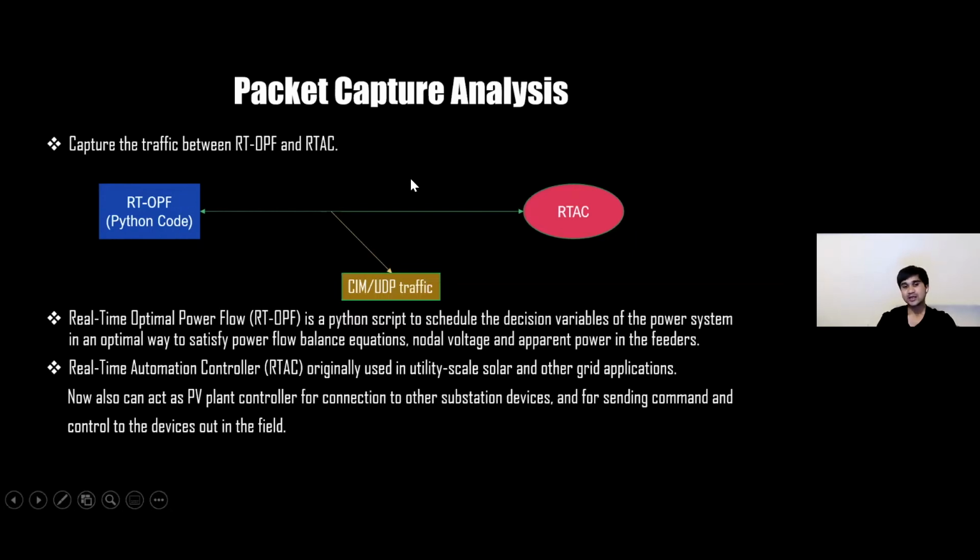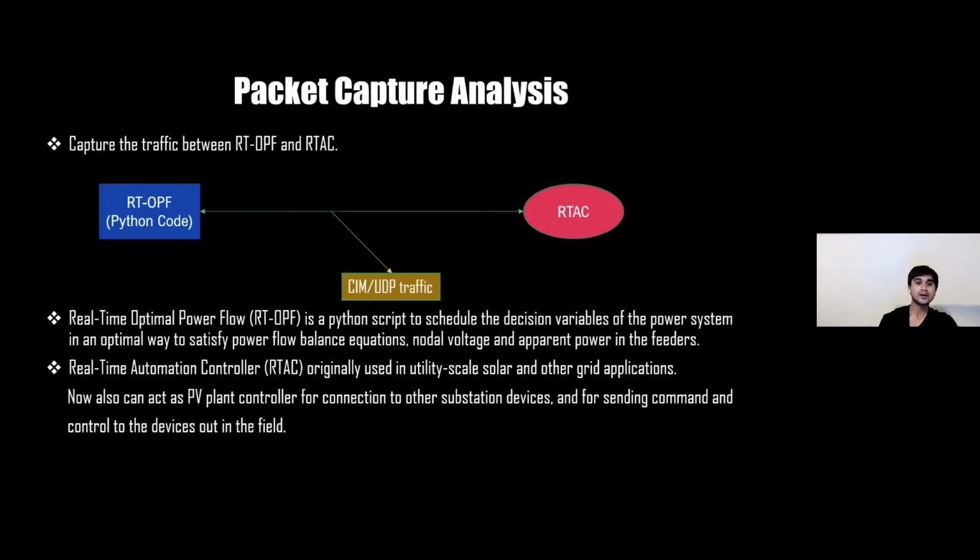So unlike Beaglebone, RTAC is nothing but a real-time automation controller. It's an automation platform which was used in our case to act as a PV controller. So this was used as a photovoltaic controller for connecting to the other substations, which sends command and control to the field devices. So RTAC is different than RT-OPF, which is also different than the inverter. So all these devices are performing different functions and each hold their own unique and confidential values that we can look for.